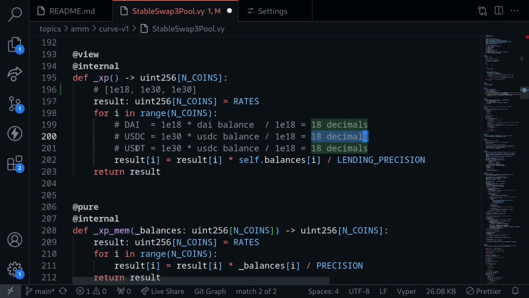And the same goes for the last iteration, USDT. USDT has 6 decimals. Result of i is initialized as 1E30. So 1E30 times USDT balance, this will have 6 decimals.